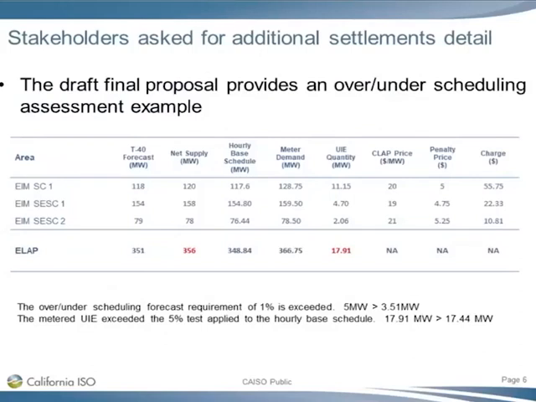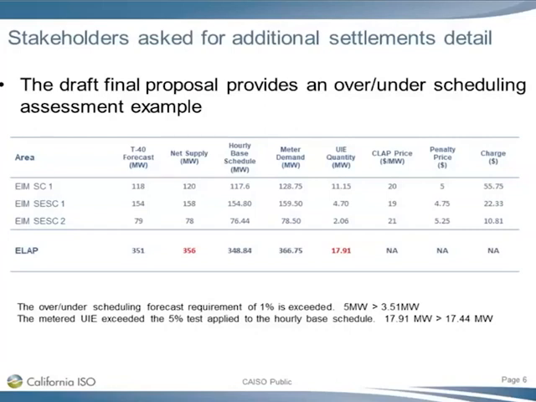The next request we got was for an example of how the over and under scheduling assessment would be performed. So this is lifted directly out of the draft final proposal. What I'd like to point your attention to is how the base schedule submitted by a subentity has the ability to impact how this assessment would be performed on the entire EIM balancing authority area.